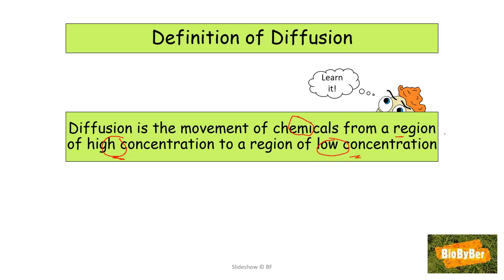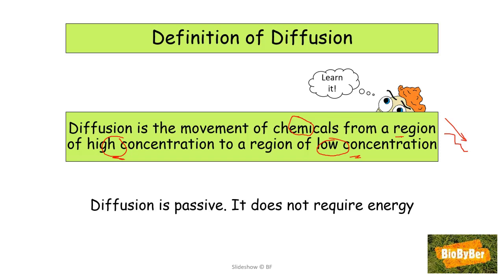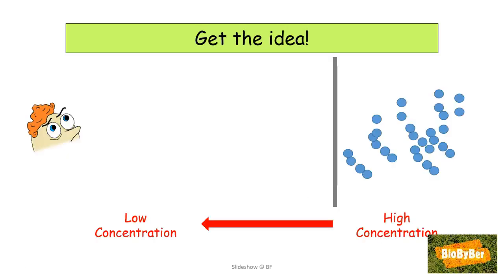We come down from a high, so the chemicals, for those of you able for a bit more, are moving down the concentration gradient. Diffusion is passive. This means it does not require energy. It can happen by itself. Let's try to get the idea a little bit better.